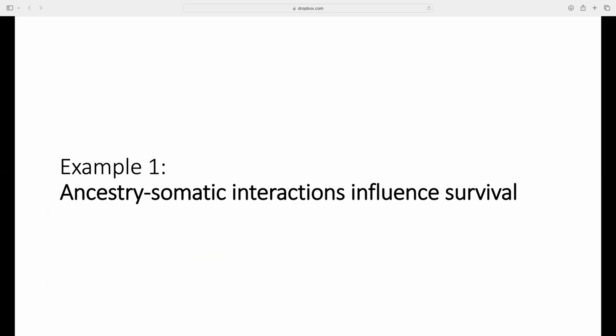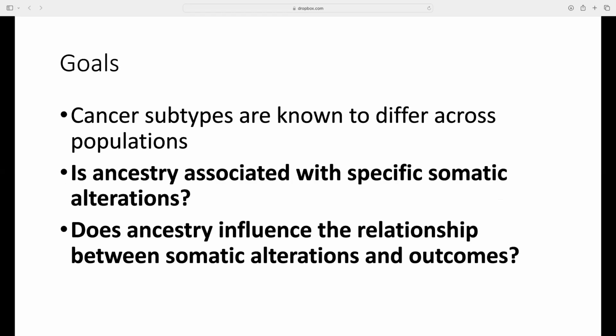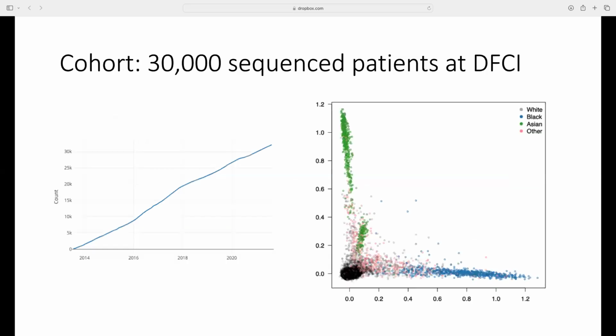The first example that I want to talk about is some work that we've been doing in understanding the relationship between genetic ancestry and properties of the tumor, somatic components of tumors, and then eventually clinical outcomes. In general, it's well known that cancer subtypes differ across different populations. A question that we wanted to ask is whether this goes beyond the level of subtypes and into specific associations between ancestry and somatic features. And also whether there are relationships between ancestry, somatic features, and clinical outcomes.